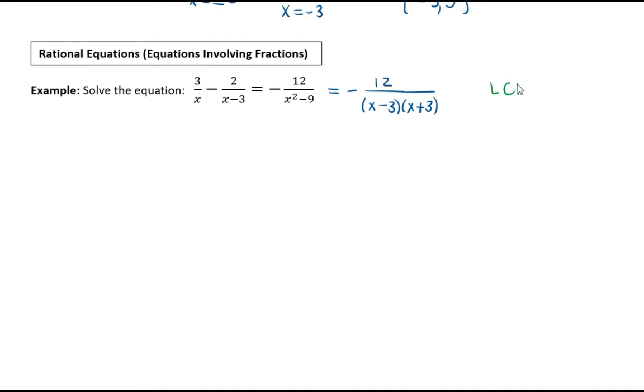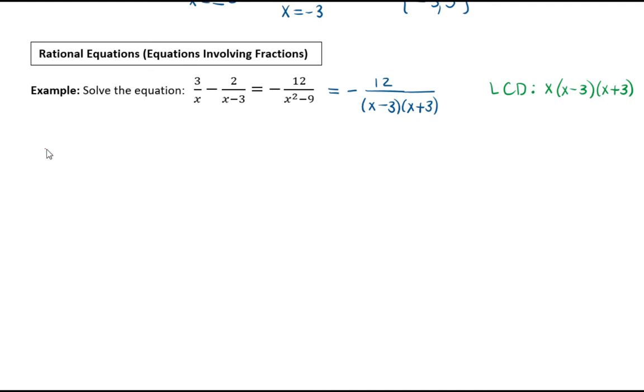Now the least common denominator is the product of the factors, which includes all the factors that you can see in here. That's x, x minus 3, and x plus 3. So it's going to be x times (x minus 3) times (x plus 3). That's the smallest expression that includes each denominator as a factor. Now we multiply each fraction in here by the LCD.